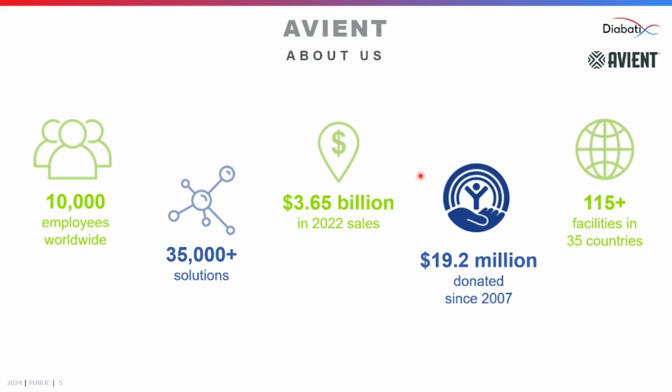Moving on to Avient. Avient is a multinational company with around 10,000 employees worldwide, and we have more than 35,000 solutions. It's also around $4 billion in sales, and we have several establishments around the world in 35 different countries. Some people may know us by one of our former names, so PolyOne or Clariant. And in short, Avient is a compounder that takes virgin plastic and enhances it with different types of additives and reinforcements to give them a precise function.